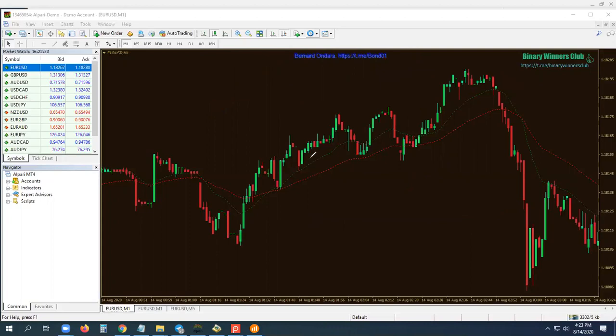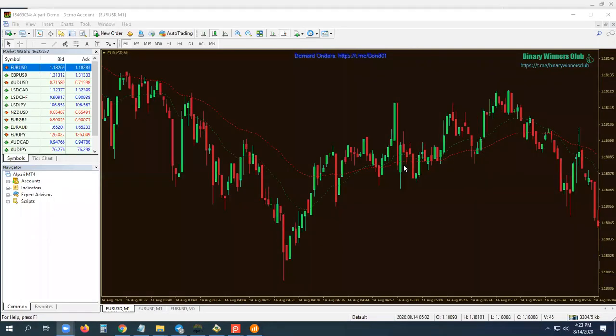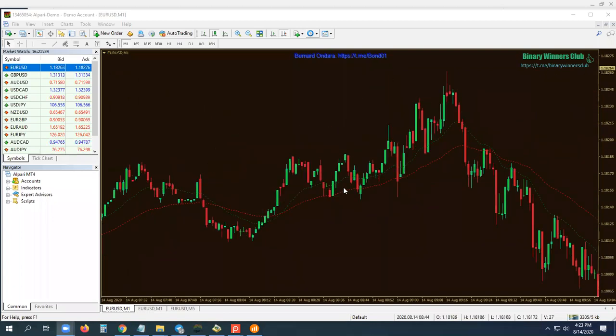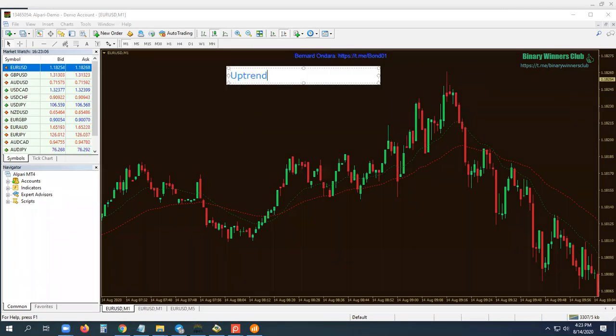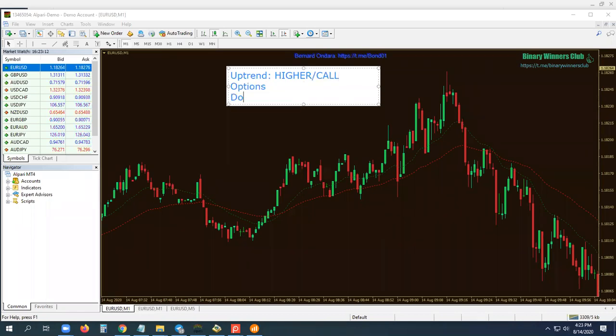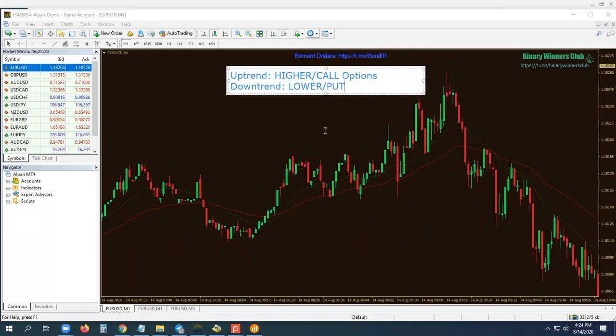So let's look at how you start trading now, a better way than just gambling. You will have a rule, and your rule will be saying something like this. In an uptrend, you only do higher options or call options. In a downtrend, you'll only do lower, or you will do put options. Okay? So that's now when you combine the two items.